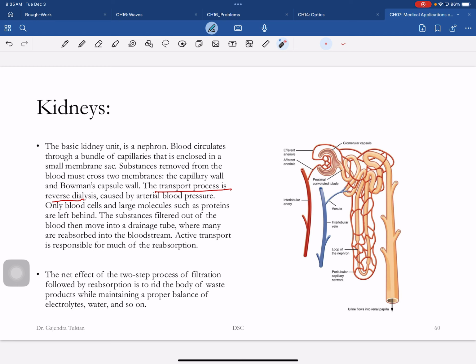Well, the problem is when the waste products diffuse across, but then you lose good stuff as well. Okay, so if this good stuff's concentration is higher, that'll go out. Water will go out, you lose water and all that. And then you have to reabsorb all of that. Okay, so in trying to get rid of the waste product, you're losing good product as well. And now you have to reabsorb the good product.